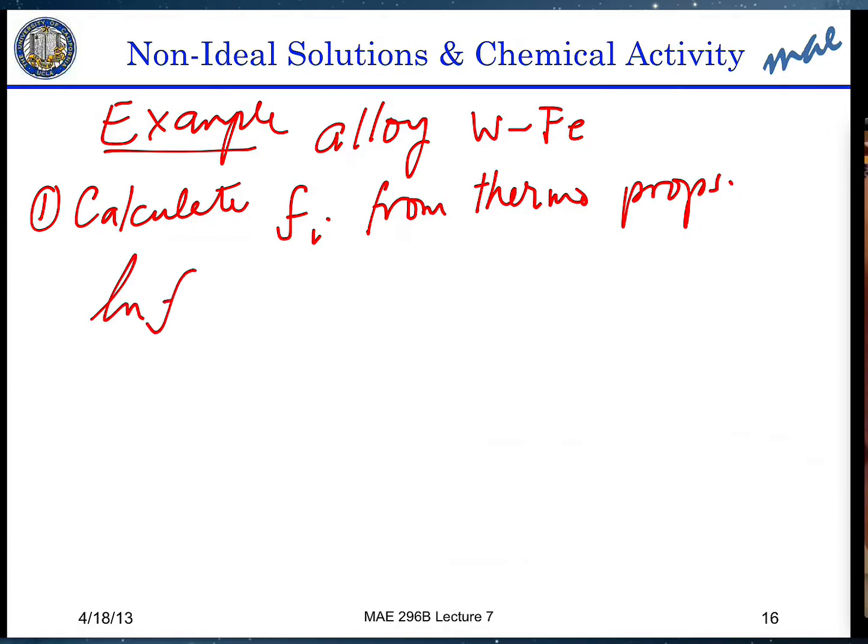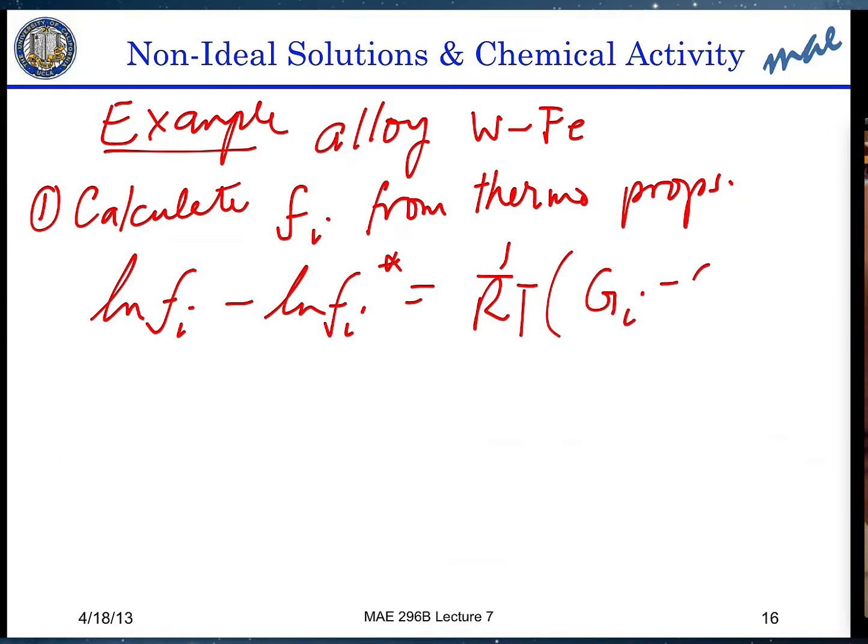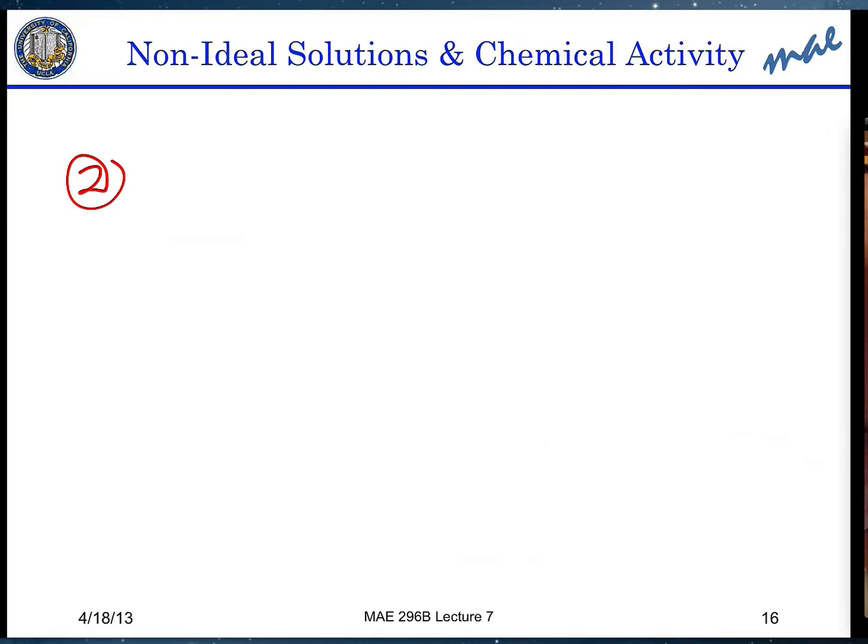We take the integration from a reference state, f star, equal to 1 over RT times G_i minus G_i from the reference state. We do this for i as tungsten and i as iron, for both of them. And then step 2 is that we're going to find the activity coefficients.